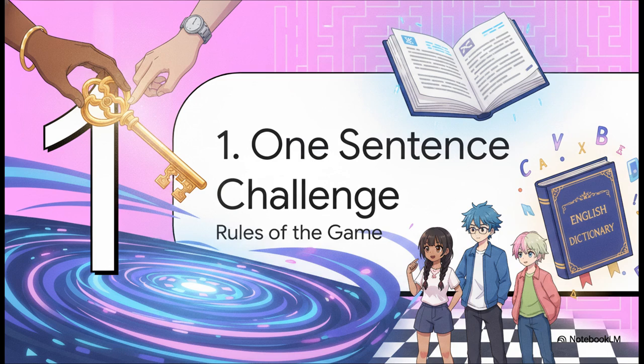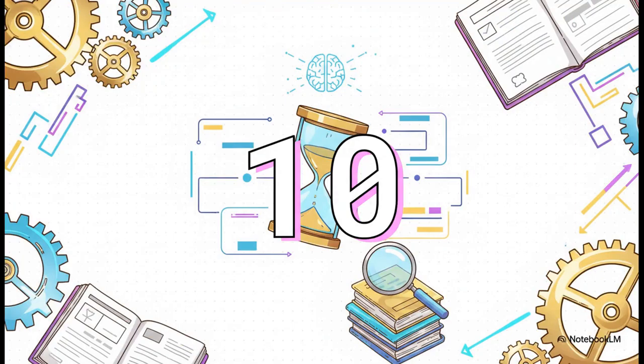All right, starting off with part one, the one-sentence challenge. Let's talk about the rules of the game here. These are the absolute foundational constraints of this task. If you don't respect these rules, honestly, no amount of fancy, advanced English vocabulary is going to save your score. 10. That is your total time limit in minutes for this entire task. You have got to read, summarize, write, and check your work in exactly 10 minutes. And yeah, without a rock-solid strategy, 10 minutes feels like what, 30 seconds? But with the right approach, it's actually more than enough time.